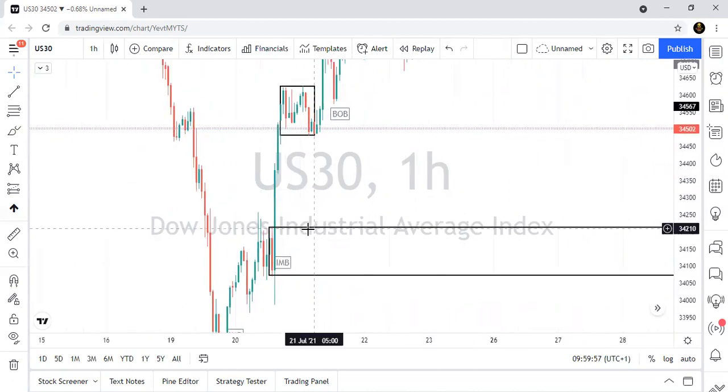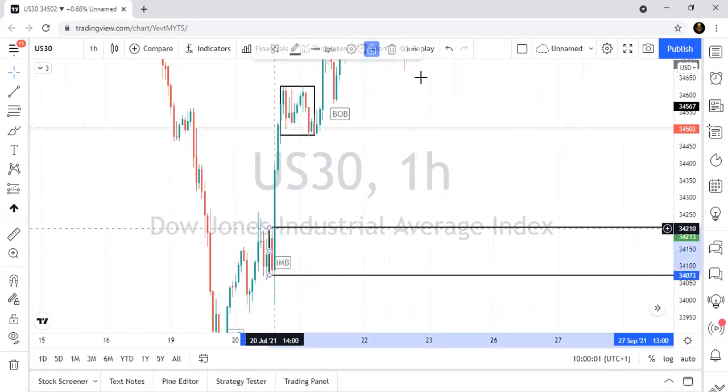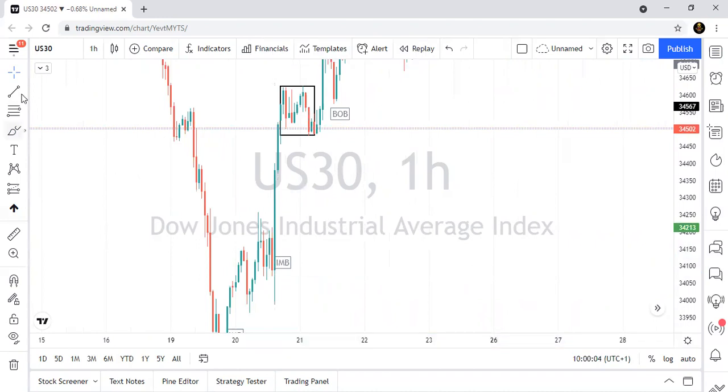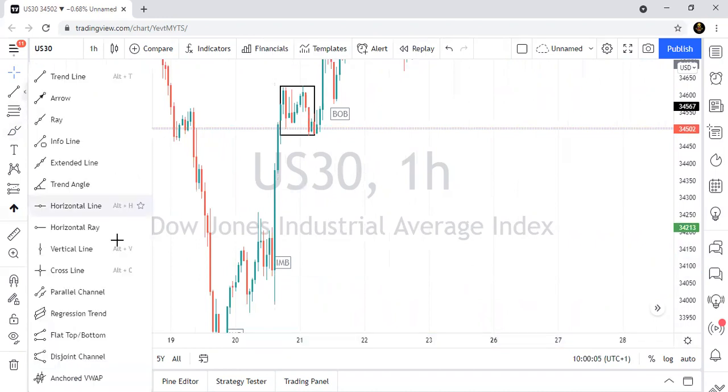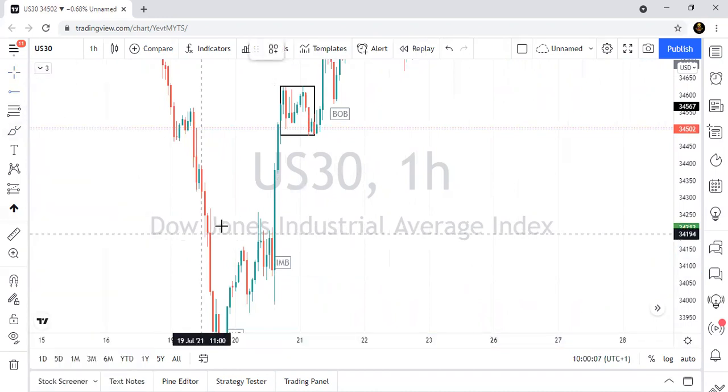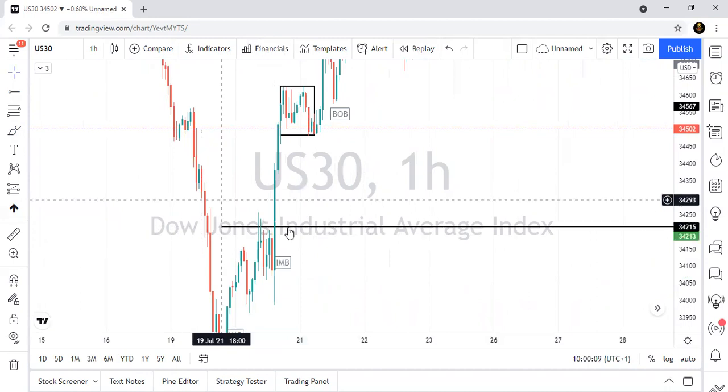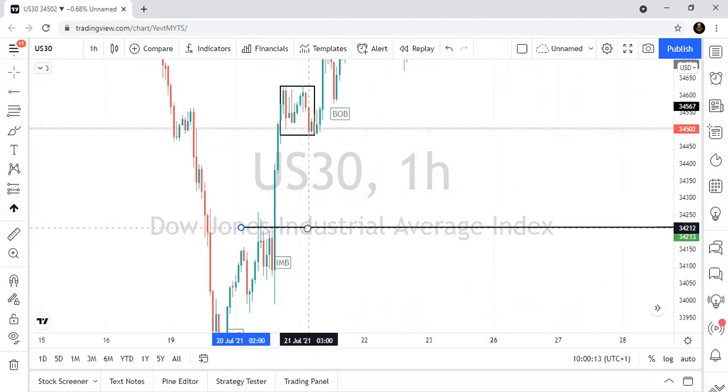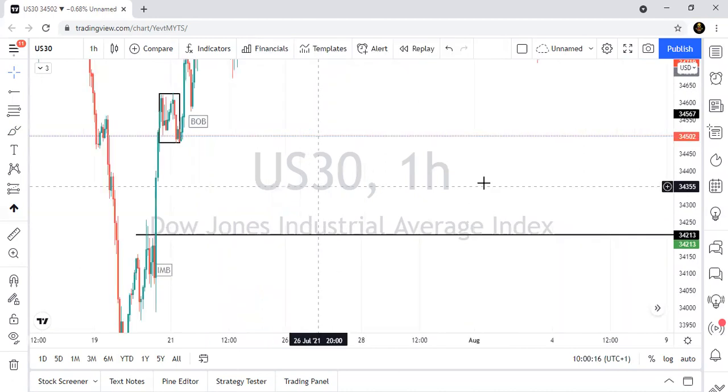Let me just remove this block here. Let me just put a horizontal line. This is going to be the first take profit.